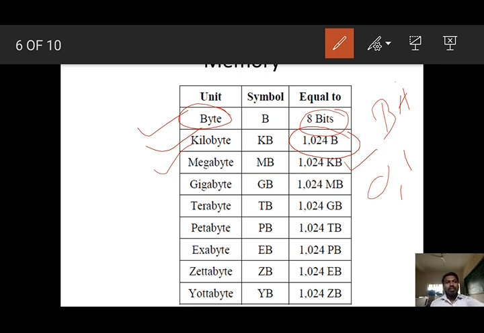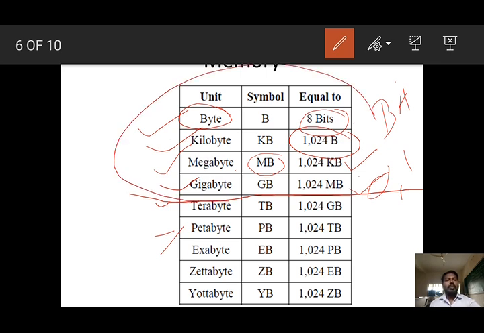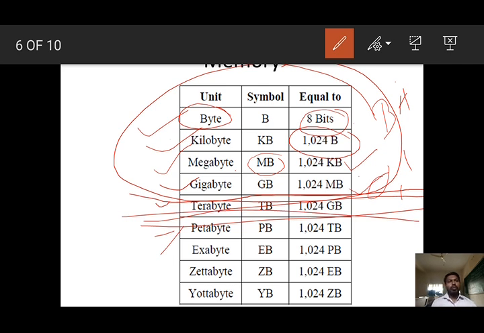Understand? So 8 bit equal to 1 byte. 1024 byte equal to 1 kilobyte, which means KB. And 1024 kilobyte equal to 1 megabyte, which means MB. And 1024 megabyte equal to 1 gigabyte, GB. So up to this we are very familiar. Apart from that, the memory is calculated and it has its own terminology: terabyte, petabyte, exabyte. So like this it goes. But you should know at least up to GB or at least TB. Up to terabyte you should know.